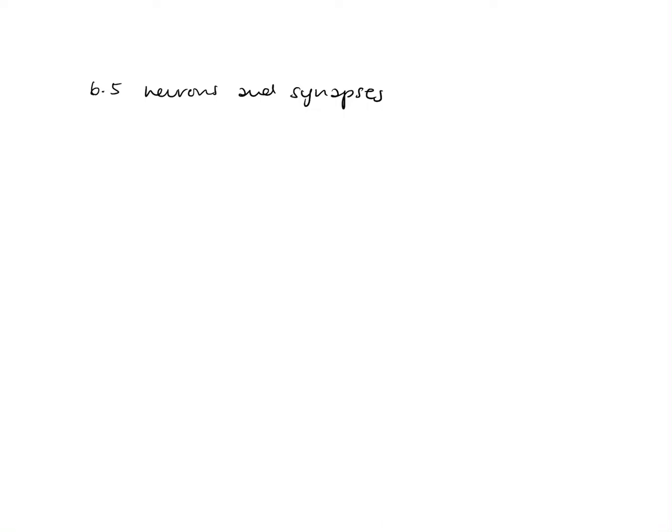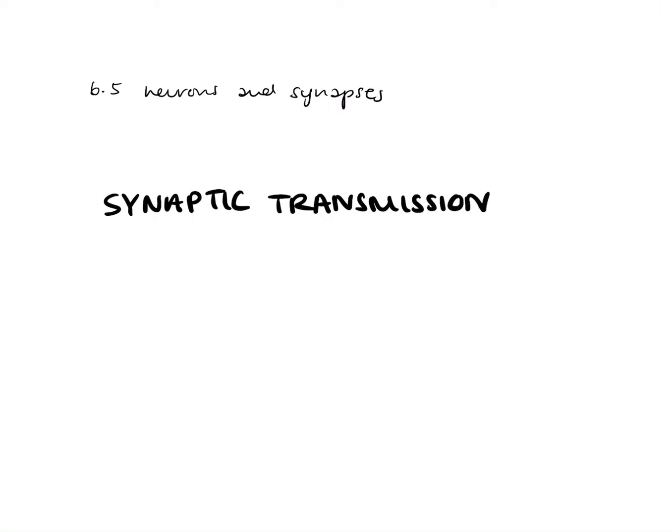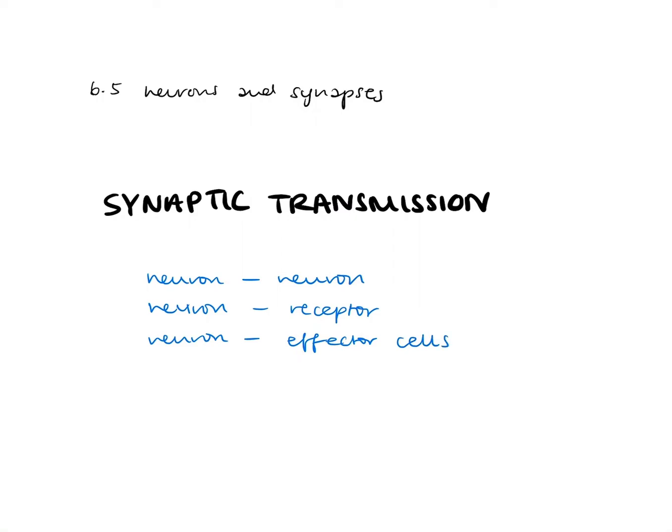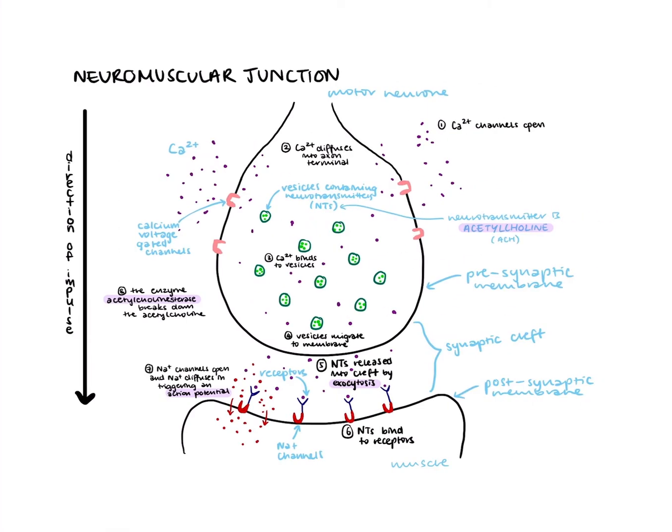So, synaptic transmission. Synapses are junctions between neurons, neuron and neuron, or between neurons and receptors, or neurons and effector cells. An example of an effector cell would be a muscle. Synaptic transmission involves a junction where you have a presynaptic membrane, a synaptic cleft, and a postsynaptic membrane.